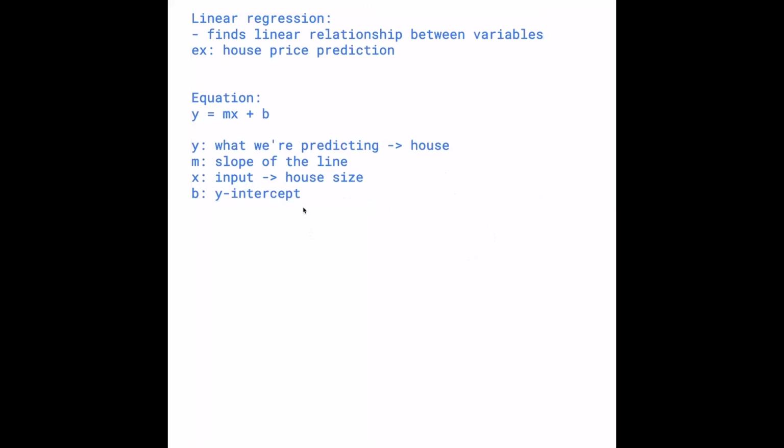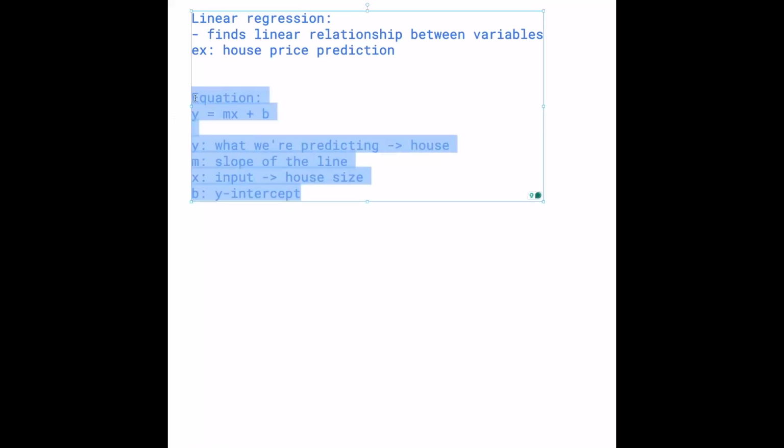And this is the basic concept of linear regression, and you're going to be using this equation. Since it's linear, we only have one variable here, so that we can represent our prediction with a straight line on a graph.